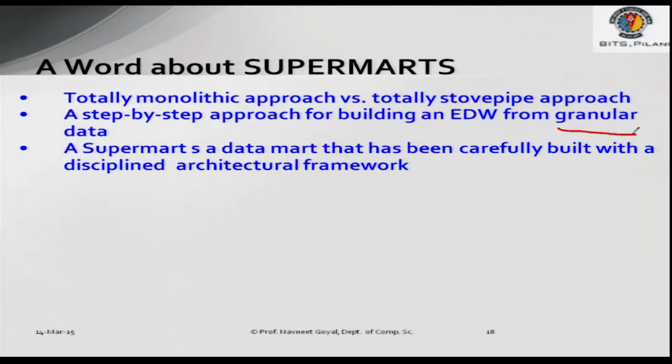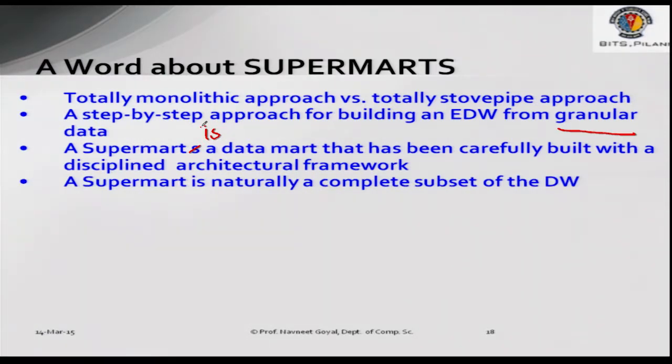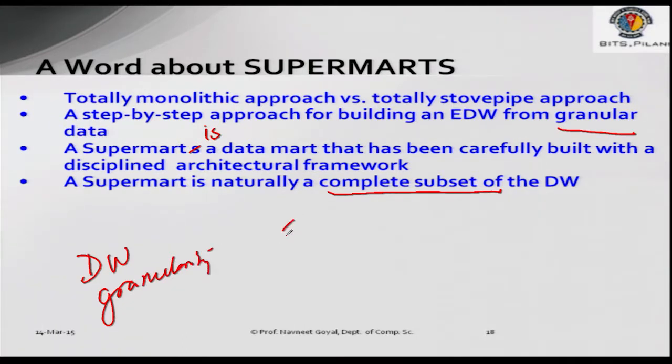So a supermart is nothing but a data mart. A supermart is a data mart that has been carefully built with a disciplined architectural framework. That's the basic difference. And the second difference is about the granularity. It is a complete subset of the data warehouse. What I'm trying to tell you is that you have a data warehouse which has a granularity, and you have a supermart which has the same granularity.